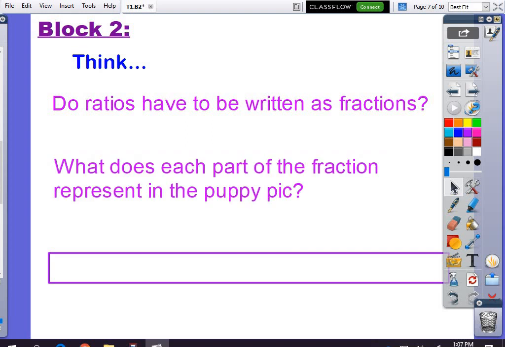What does each part of a fraction represent in the puppy picture? So I had a fraction of 2/3. What does the numerator represent, Brady? The top of the fraction, or the first. In the picture, what did it represent? The inches of what? The base. Or is it the width? The width. What did the denominator represent? The length.